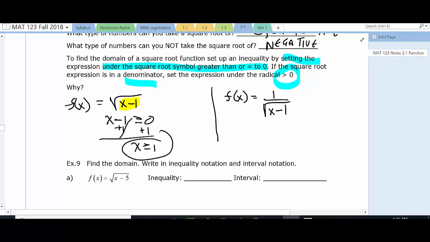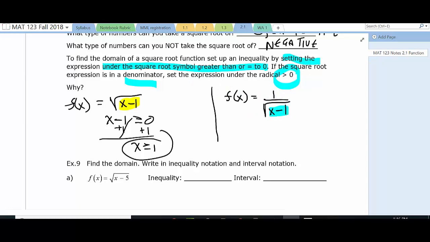Let me show you, see if this makes sense. If x is 1, if you plug a 1 right there, you get 0, right? The square root of 0 is cool. Take a number bigger than 1, like 2. 2 minus 1 is 1. The square root of 1 is fine. If you take a number smaller than 1, though, like say 0, then what happens under the radical? You get a negative number, so it's no good. So as long as that's 1 or bigger, you're okay. That's the idea.